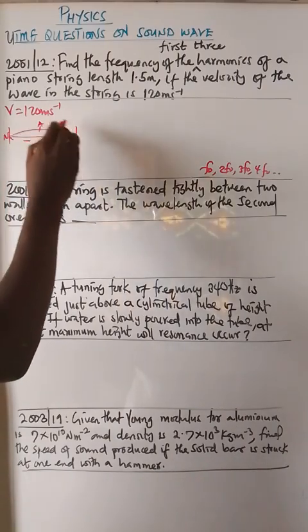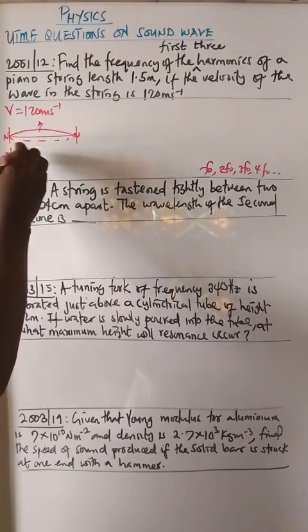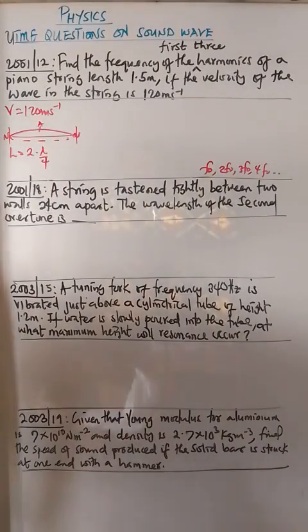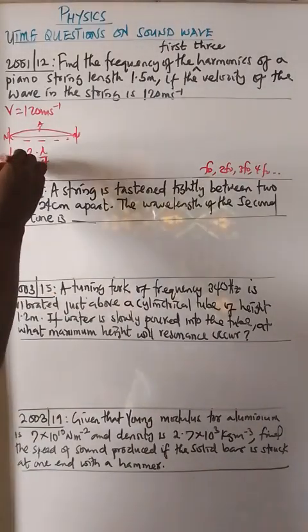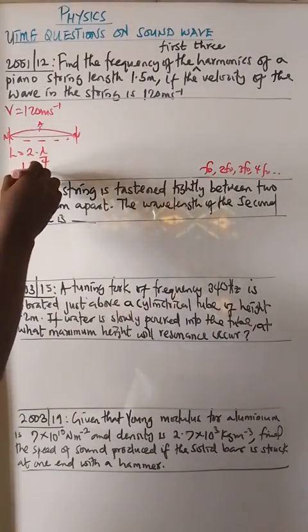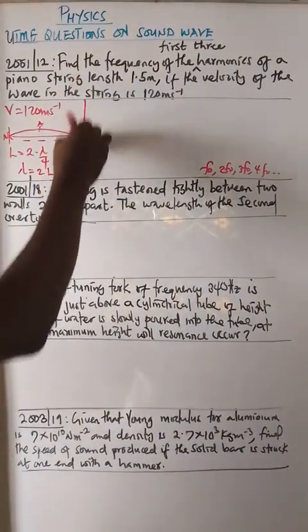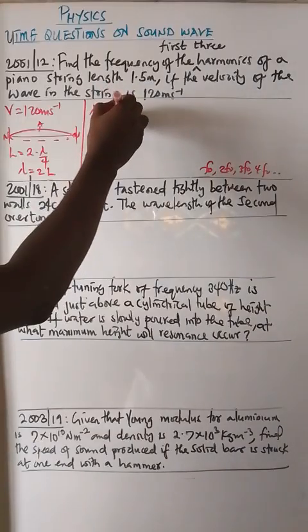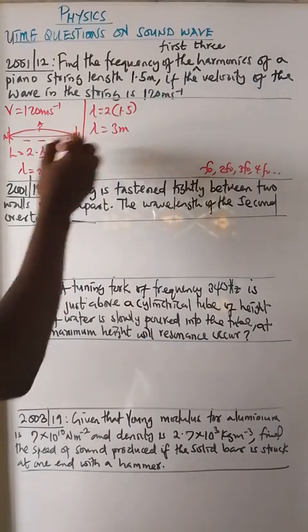Node, antinode, node. So here we have 1, 2. So the length here contains 2 node-antinode, that's 2 times lambda over 4. So our aim to be able to get the frequency, we need to know the wavelength. From here, the wavelength equals 2L, similar to the first question we solved. So the lambda is twice the length, and the length is 1.5. So the wavelength is 3 meters.